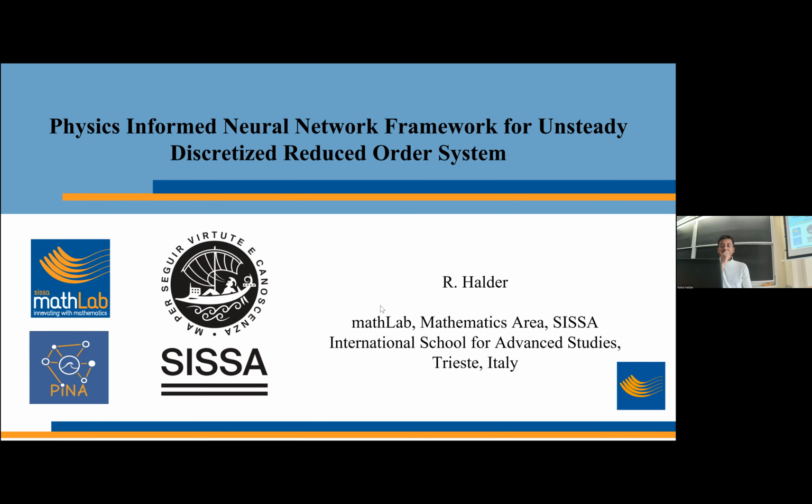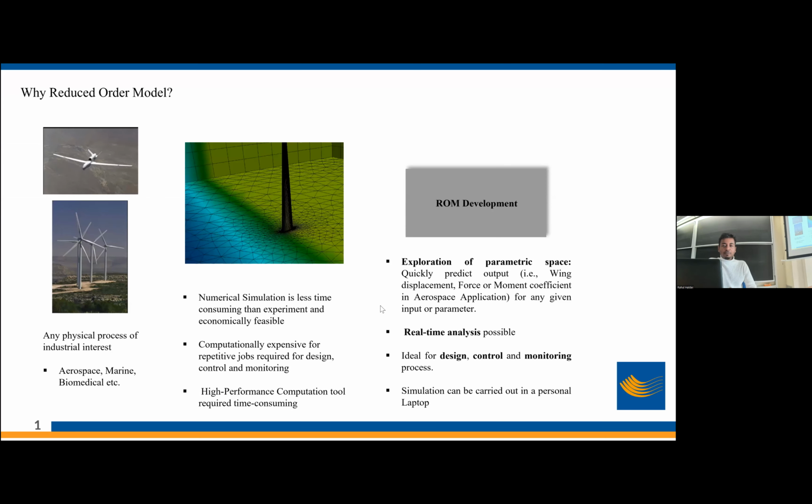Today I'll be talking about the physics-informed neural network framework for unsteady discretized reduced order systems. Mainly the goal of this work is to apply it to different practical industrial applications, although in this work I will show only toy problems. The talk will be more on the application side, with less mathematics. So let's go ahead and first see why reduced order models.